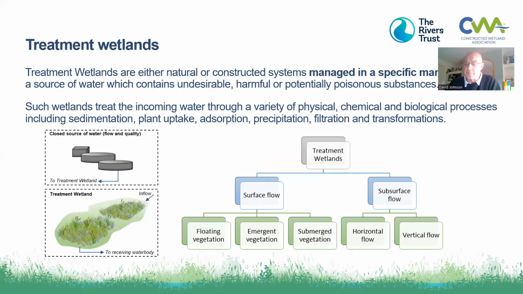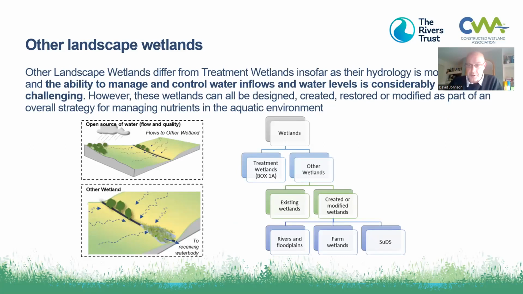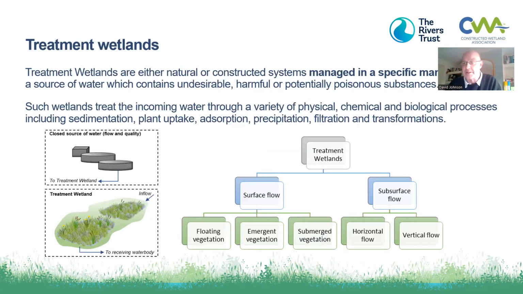We identified two types of constructed wetlands. The first is treatment wetlands. They have a much tighter level of control over them: control over the inputs, control over the outputs and outlets, and also control over the management of those wetlands. And because you've got that level of control, it's much easier to predict the removal efficiency of nutrients within that sort of controlled system.